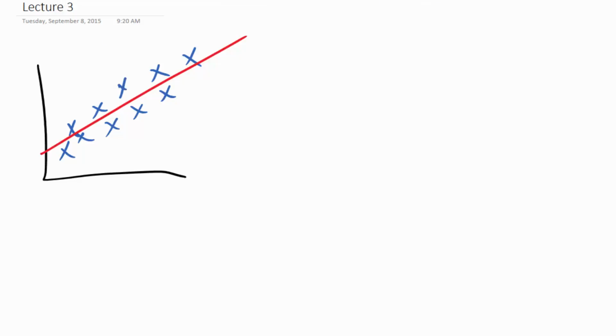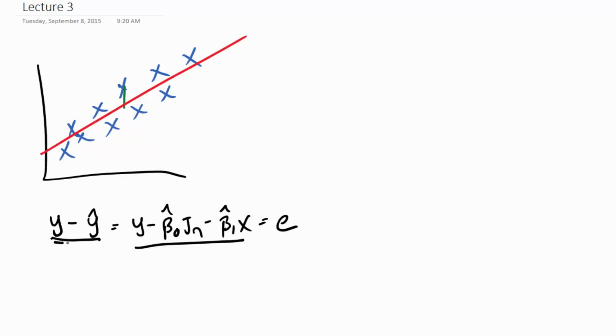Okay, so another useful concept is the vertical distance between the point and the fitted value on the line. So if we take y and subtract off y hat, we can just write that as y minus beta naught hat times jn minus beta 1 hat times x. Those are called the residuals. This is specific to linear regression, but the general equation, y minus y hat, will be applicable throughout the rest of the semester.